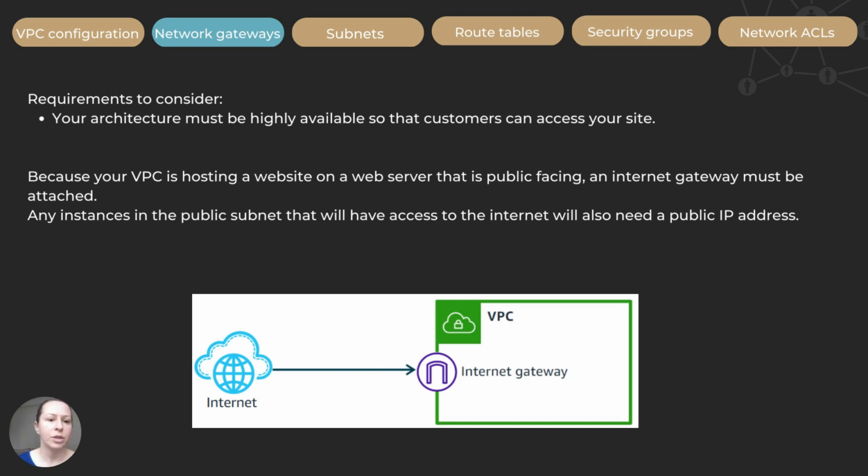The next consideration is network gateways. Requirements to consider: your architecture must be highly available so that the customers can access your site. Because your VPC is hosting a website on a web server that is publicly facing, an internet gateway must be attached. Any instances in the public subnet that will have access to the internet will also need a public IP address.